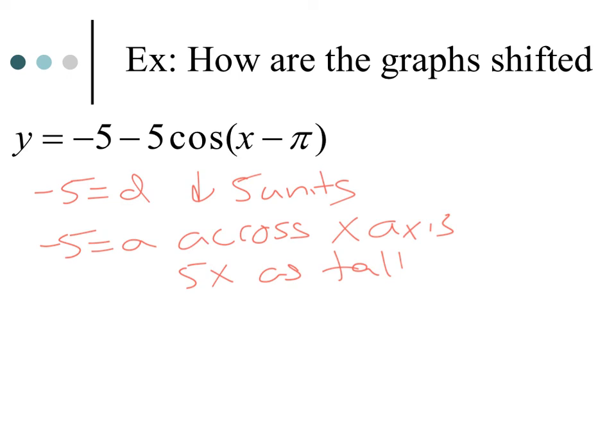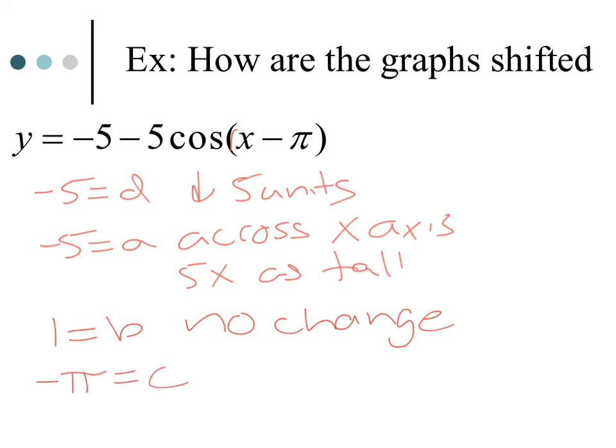Looking ahead, we're going to discuss our b value. So in this case, we have a 1 next to the x, so that 1 is going to represent our b value. Since it's a 1, there is no change. It's not going to be any change to our period, shifting it left or right, or making it longer or shorter. Our next value, our last value, is a negative pi. That is our c value, and since it's a negative value, we're going to be going to the right pi units. So here we've identified all 4 of our variables and discussed how they're going to affect our graph.